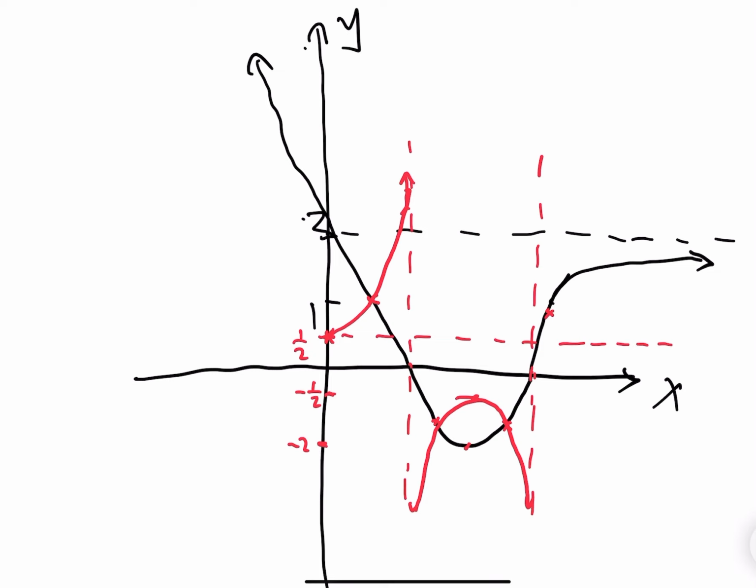And then the other branch is increasing, so I'm going to do decreasing. So decreasing, and it approaches half, which is your horizontal asymptote. That's it. We're done. That's how you sketch the reciprocal curve.